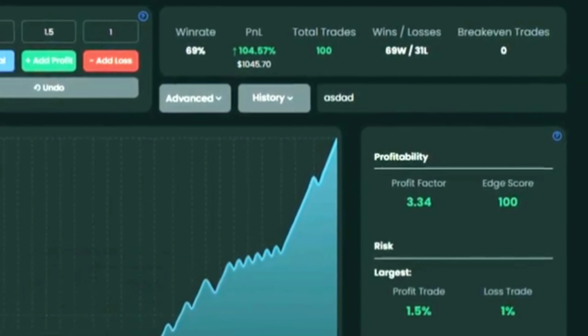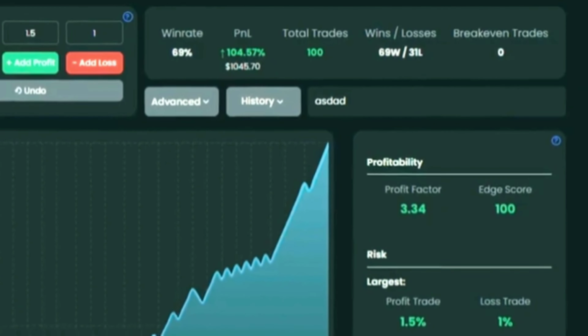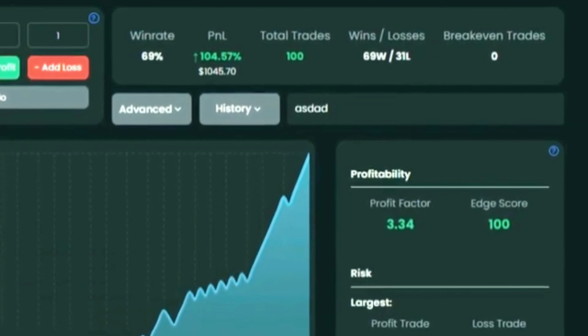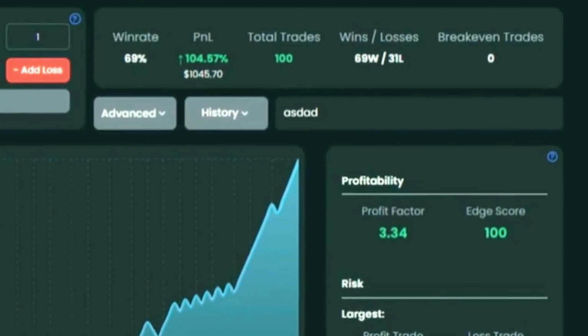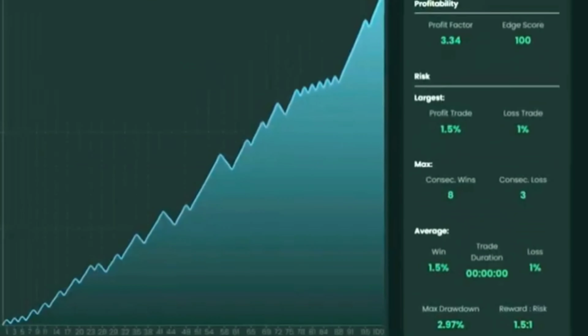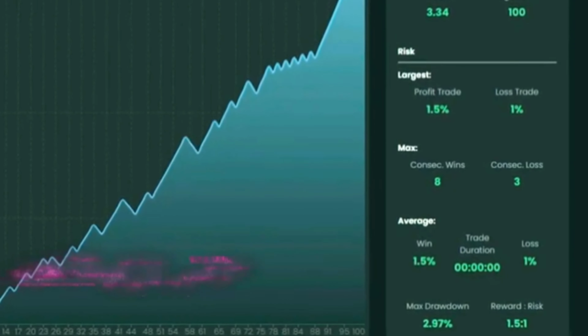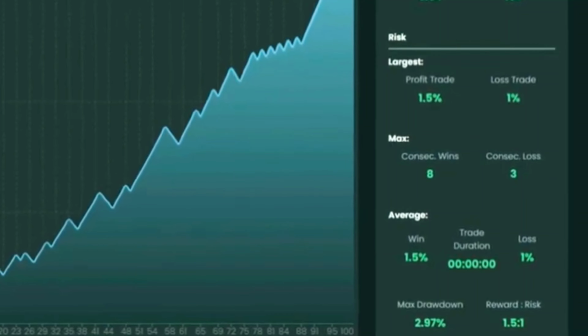And if that's not impressive enough, let's talk profit factor. A whopping 3.35. That's like getting nearly 3 times the reward for the risk you take. And the max drawdown? Just 2.97%. A small price to pay for such impressive gains.